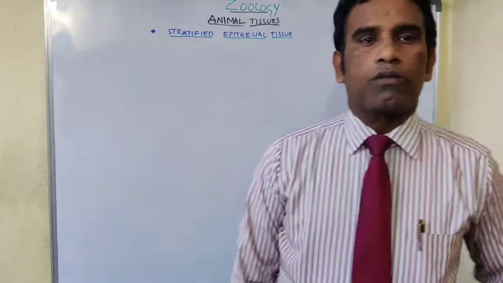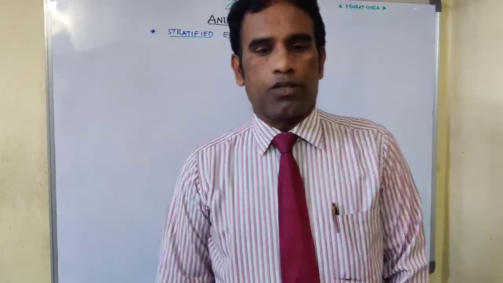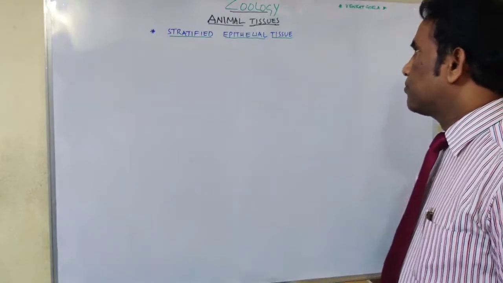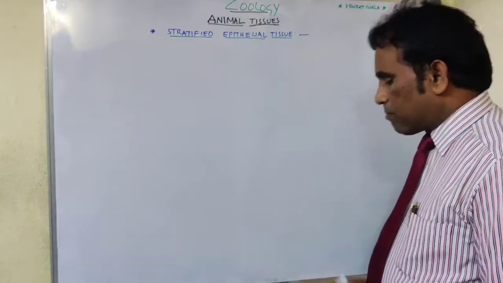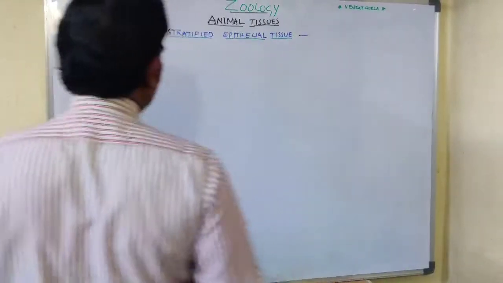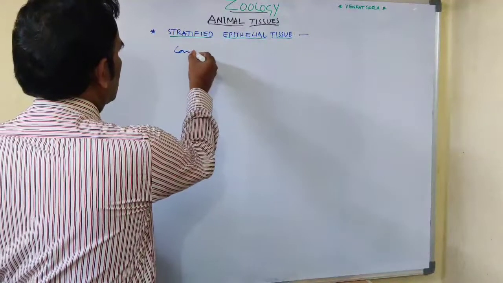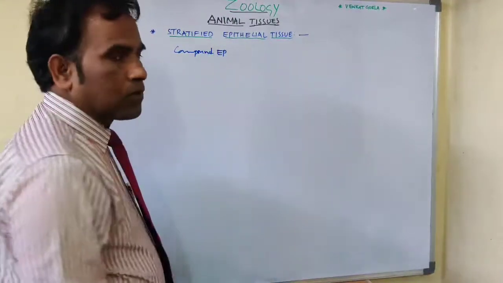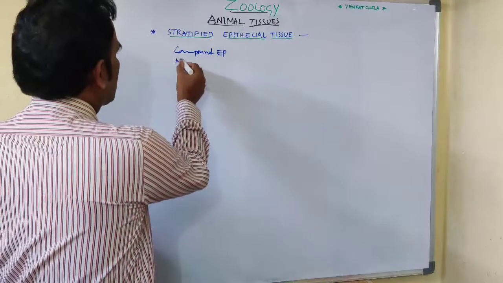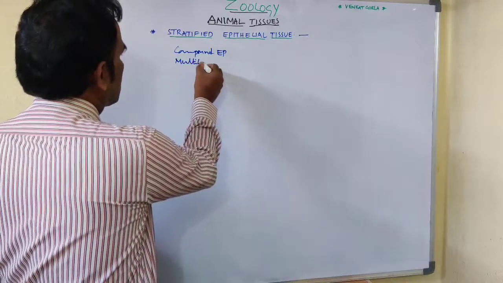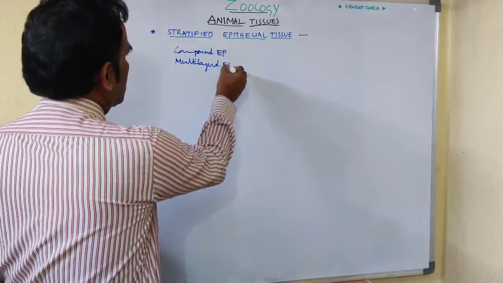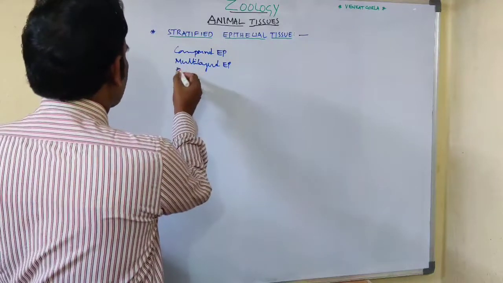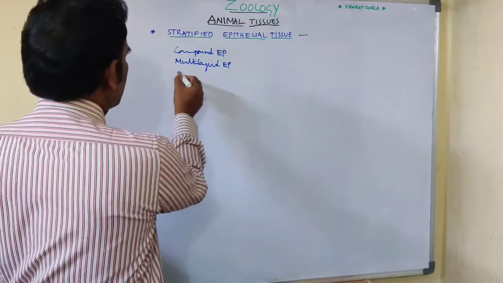Let's now talk about stratified epithelial tissue. The stratified epithelium is a compound epithelium, or multi-layered epithelium. Multi-layered epithelium consists of many layers.